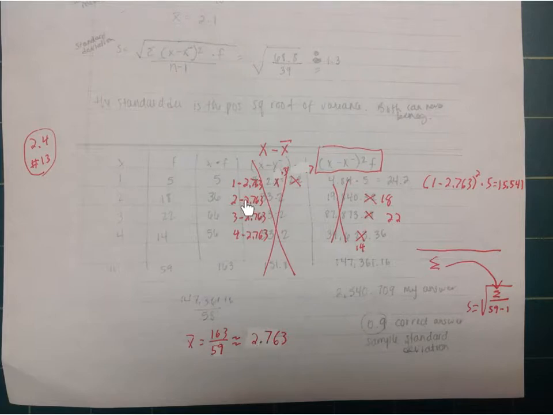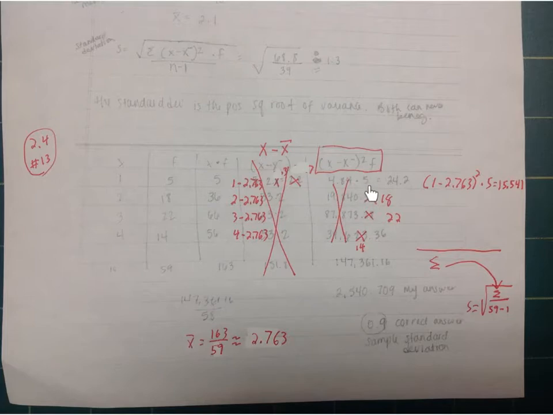Another item is this here is your score minus the mean. It should be this column minus the mean. You were taking the frequency minus the mean, and so this was all wrong. It should be 1 minus 2.763, 2 minus 2.763, 3 minus 2.763, and 4 minus 2.763. So you had this column all wrong, you're subtracting the wrong numbers. And over here you want to square that and then multiply it by frequency. So these numbers are messed up.